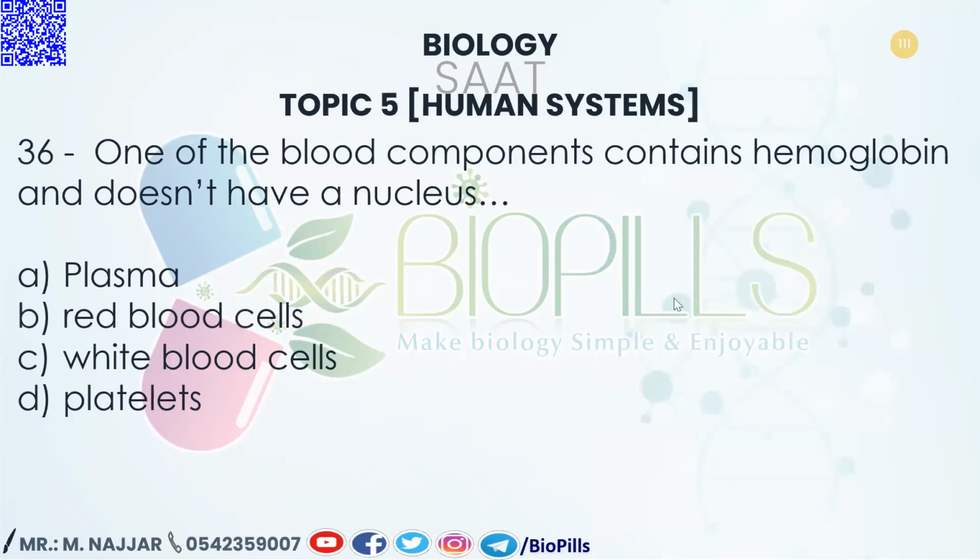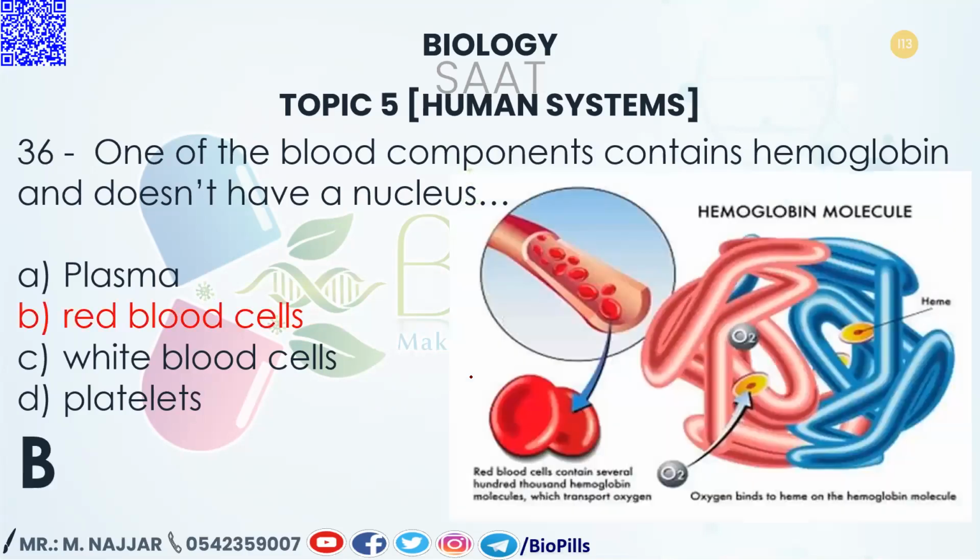Question number 36. One of the blood components contains hemoglobin and doesn't have a nucleus. Doesn't have a nucleus. A, plasma. B, red blood cells. C, white blood cells. D, platelets. The correct answer is B, red blood cells. They are anucleated. They have no nucleus, in order to increase the surface area for carrying more oxygen.